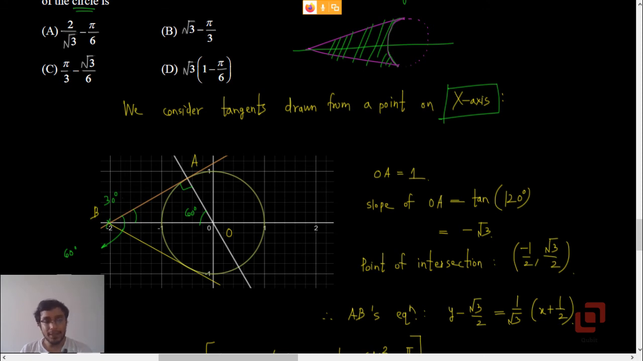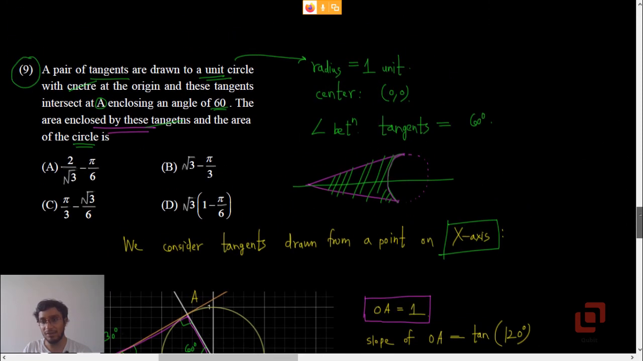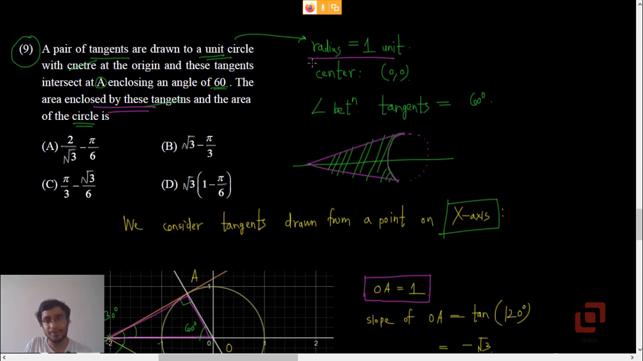Then what I did, as we are interested in finding this shaded area, it is essential to find the dimensions of this right angle triangle. The right angle triangle OAB, out of which OA is already known. The radius of the circle is 1 unit because it is a unit circle. Correct?